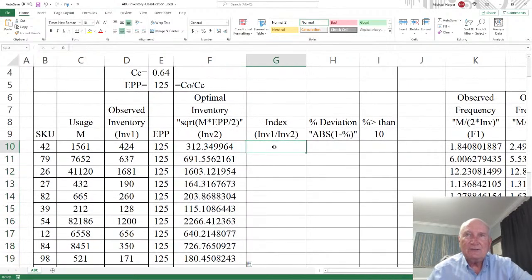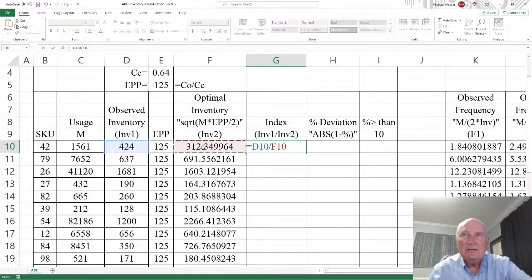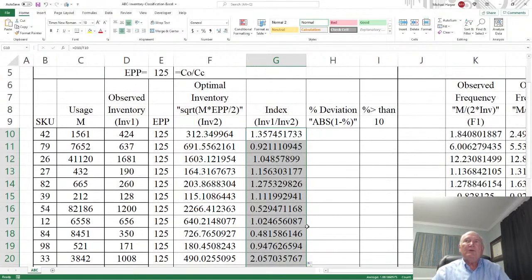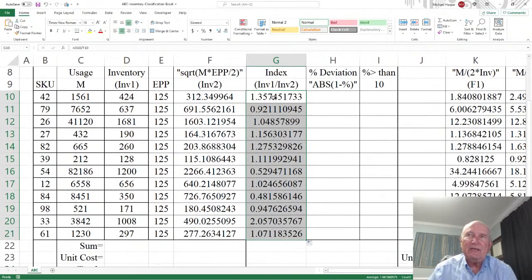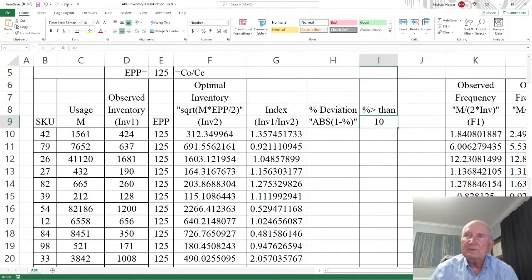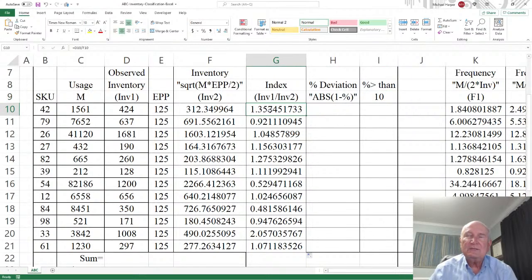So let's take an index here. So we're talking about a percentage deviation. So let's take an index. I'm just going to say inventory 1 right here, divided by inventory 2, and there it is. And let's just divide this. So there's the ratio between the two. So what we want to know is the percent deviation either greater than or less than this by a certain percentage, a fixed percentage.